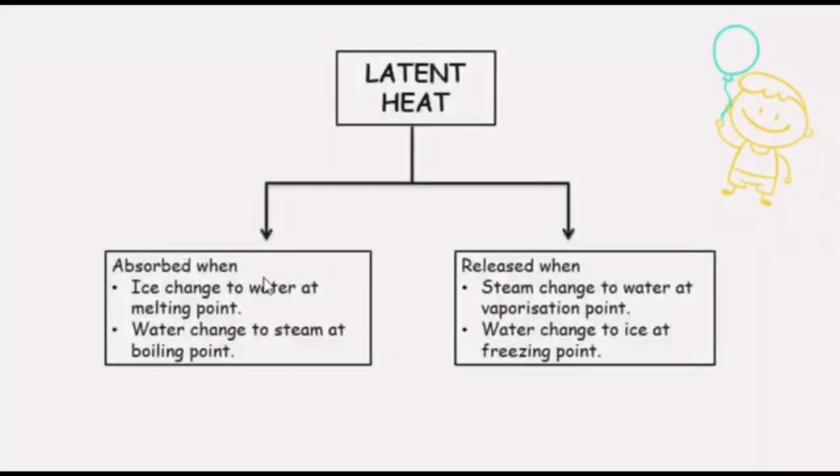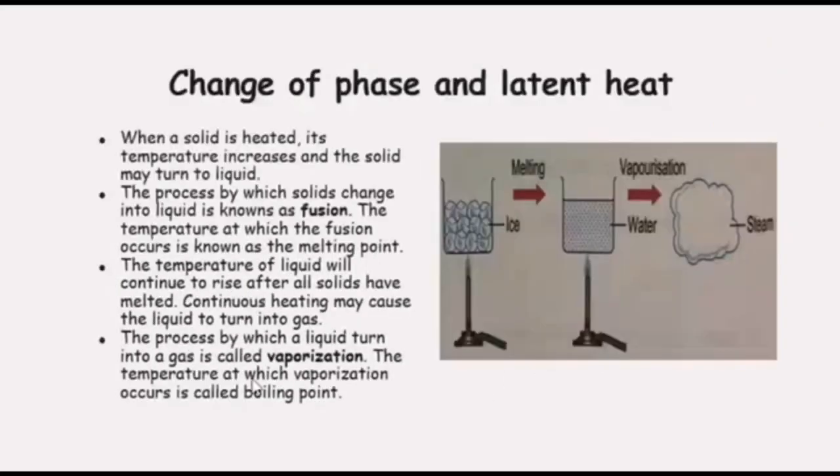We can see some examples of latent heat. Latent heat is absorbed when ice changes to water at melting point. Latent heat is also absorbed when water changes to steam at boiling point. Latent heat is released when steam changes to water at vaporization point, and also released when water changes to ice at freezing point.